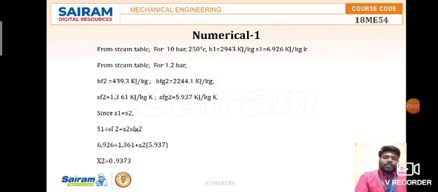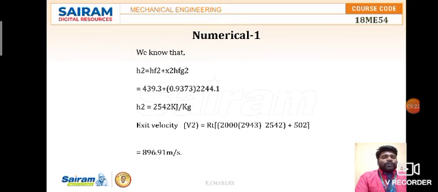If you substitute the remaining values we know, we can find the dryness fraction. X2 is equal to 0.9373, which means 93.73% of the steam is dry, and the remaining 100 minus 93.73 is wet steam. Now that we know X2, the dryness fraction, the same thing we should apply for the enthalpies. H2 is equal to HF2 plus X2 into HFG2.